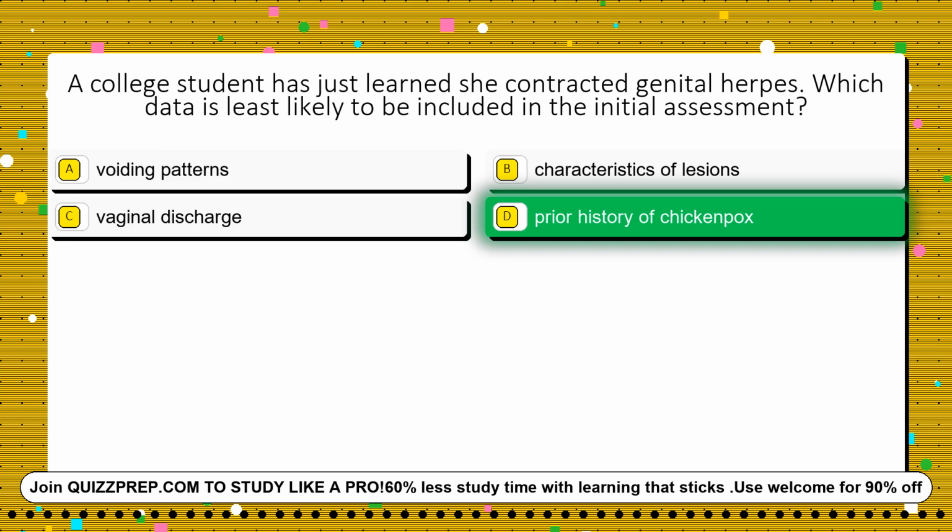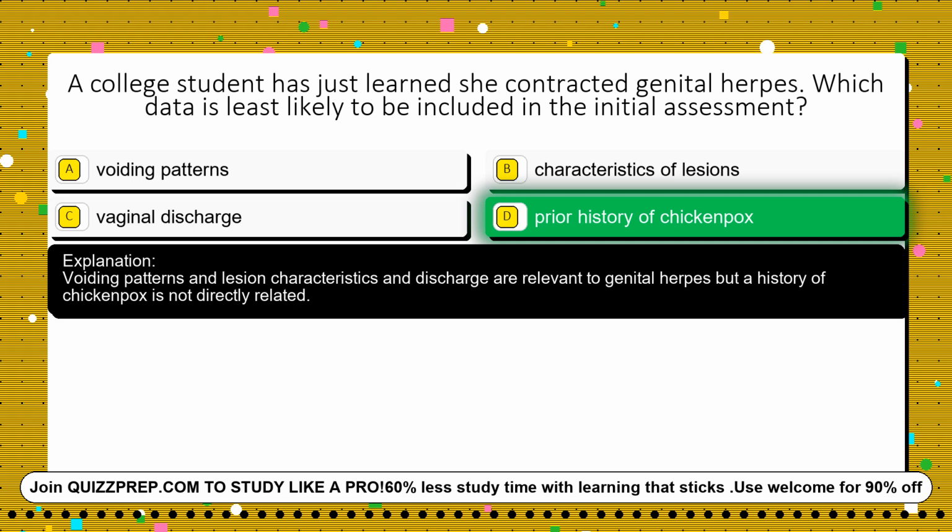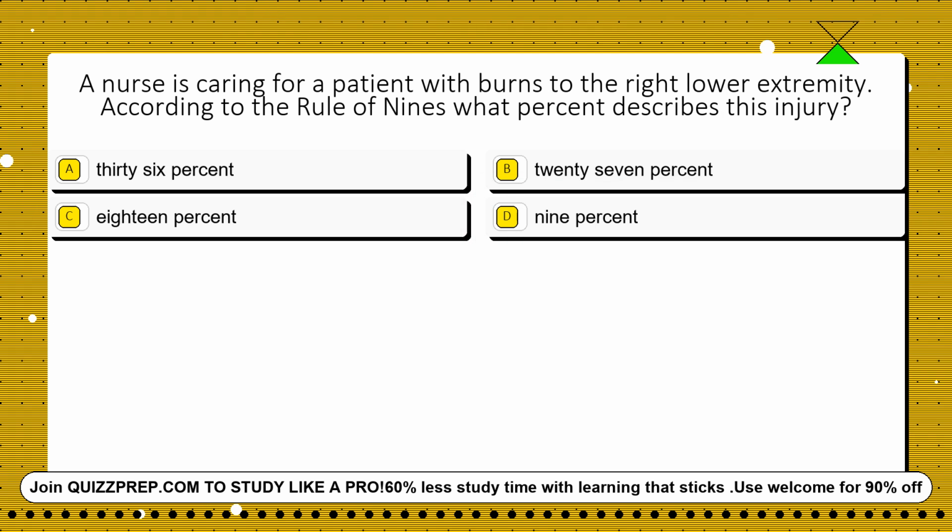The correct answer is option D, prior history of chickenpox. Voiding patterns and lesion characteristics and discharge are relevant to genital herpes, but a history of chickenpox is not directly related.